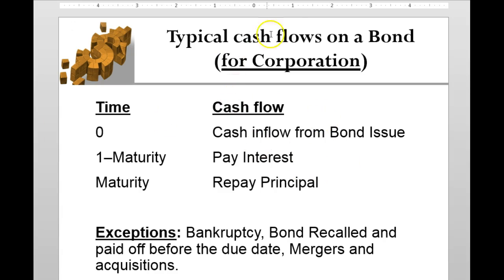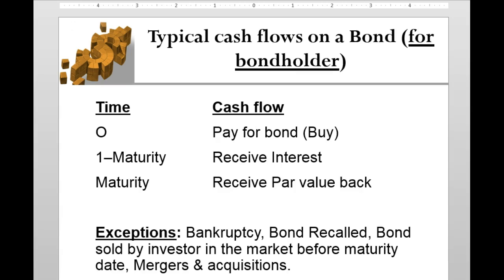So if you're looking at this typical flat cash flow for a corporation at time 0, at the time that it's sold, there's a cash inflow, where they've borrowed the money and the cash comes in. From 1 to maturity, they're paying interest out, and at maturity, they repay the principal, with the exceptions of bankruptcy and other things that could cause the bond to not be redeemable.